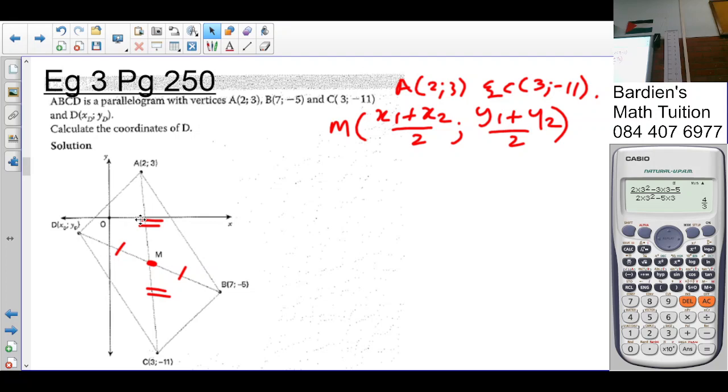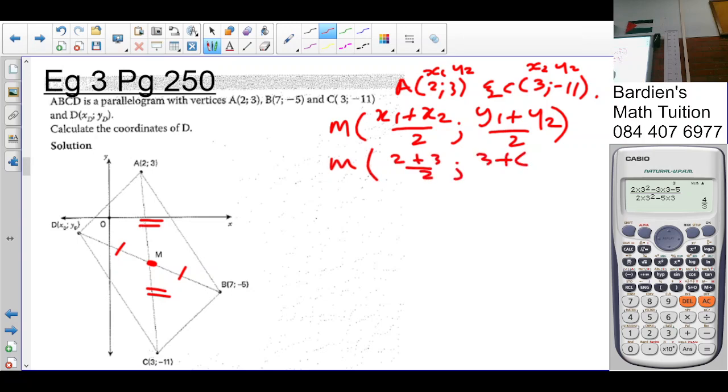Alright, so that gives us, if this is x1, y1, x2, y2. So M: x is 2 plus 3 over 2, and y is 3 plus negative 11 over 2. So M will be 5 over 2 and negative 4. You want the negative? No problem. It's right, you're absolutely correct. So you got 5 over 2 and negative 4.